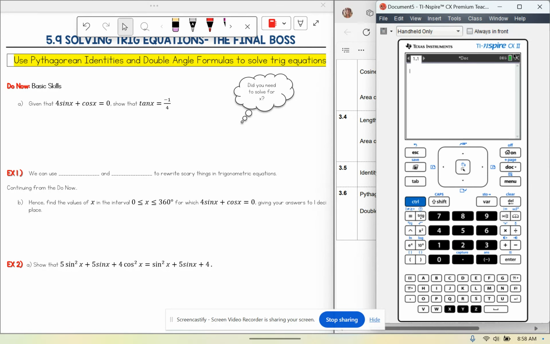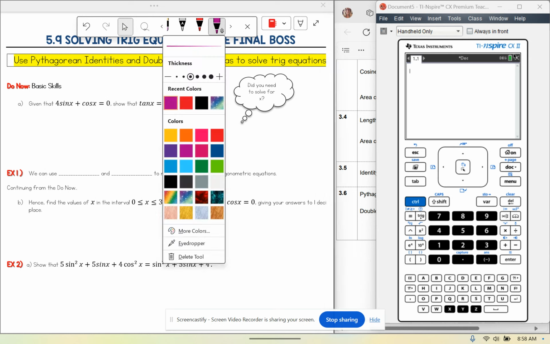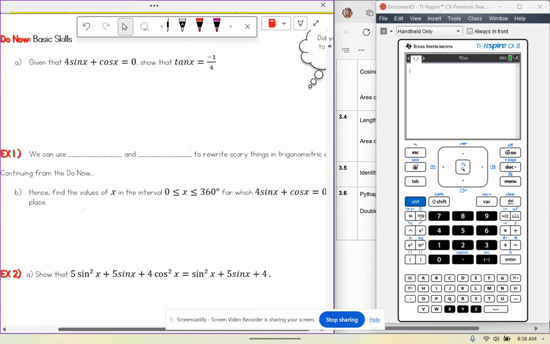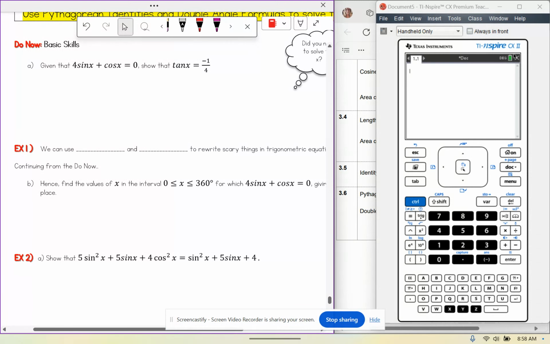Hey guys, all right, we are on page 41 and we are doing the final boss. So this is just putting it all together, integrating all the different things that you've learned. So let's warm up with a basic skill.